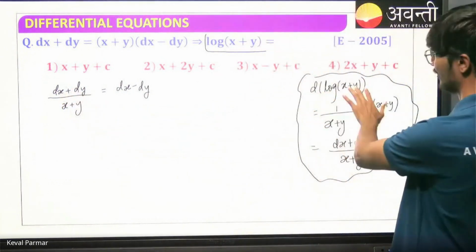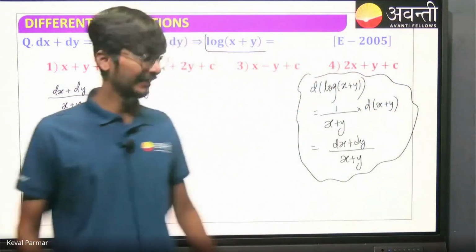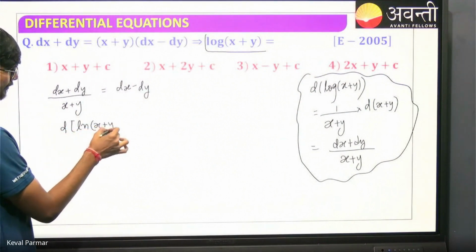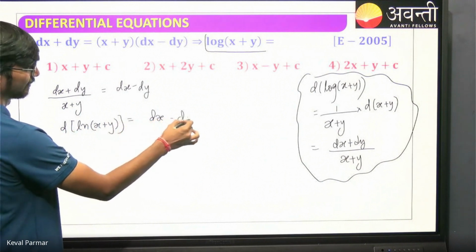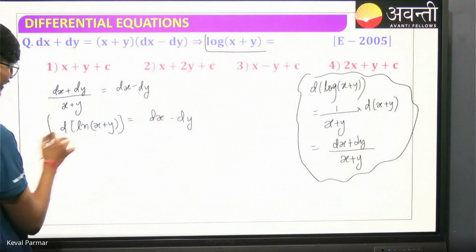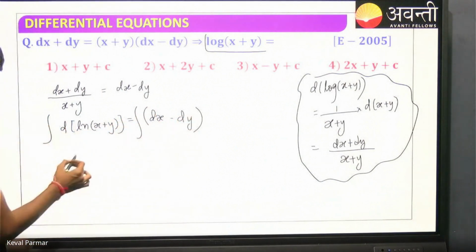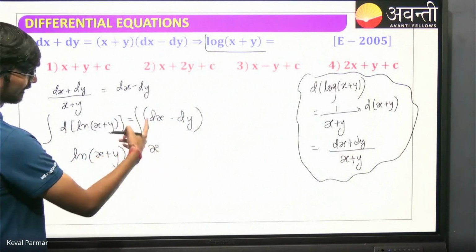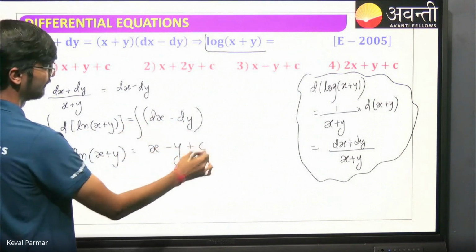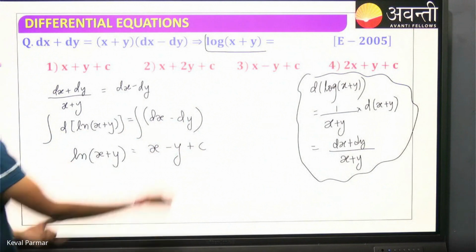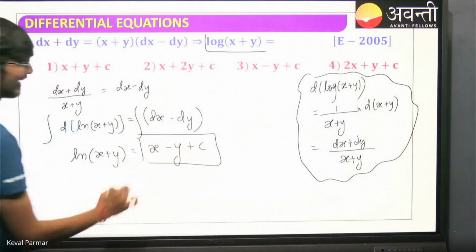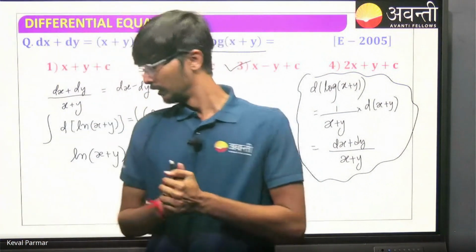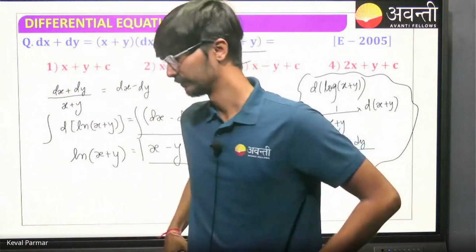So I can write this as derivative of log x plus y. Clear hai? So here I'll write this is derivative of ln x plus y. Here it is as it is dx minus dy. Correct? Now I'll integrate both the sides. So integration and derivative will get cancelled. I'll get ln x plus y is equals to x minus y plus c. So we want the value of log x plus y. It is x minus y plus c, which is option number 3 or C. Is it clear till here? Yeah, very good. Superb. Option C.